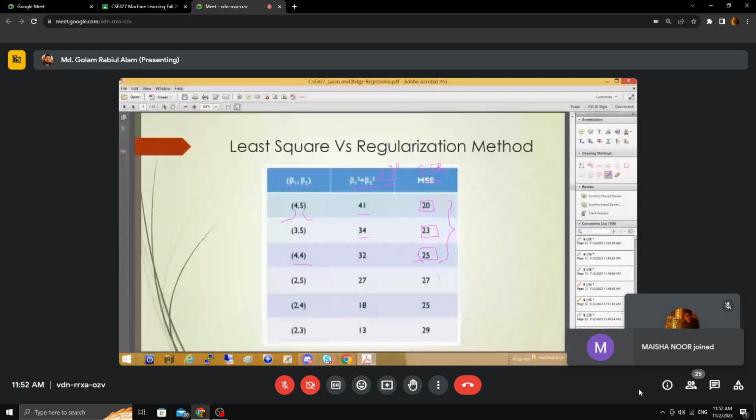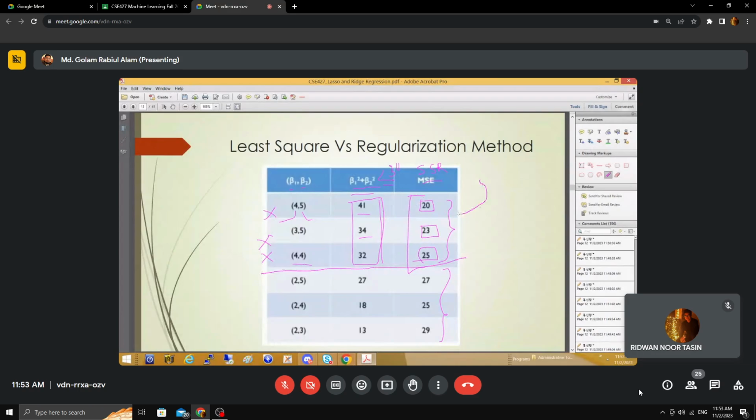But the condition here is that we will take only the beta 1, beta 2 values where beta 1 square plus beta 2 square is less than 30, but these are greater than 30. So we will not consider this one, that one, and that one for finding beta 1, beta 2. Though they provide lower error, we don't want to consider them because they will overfit in training time.